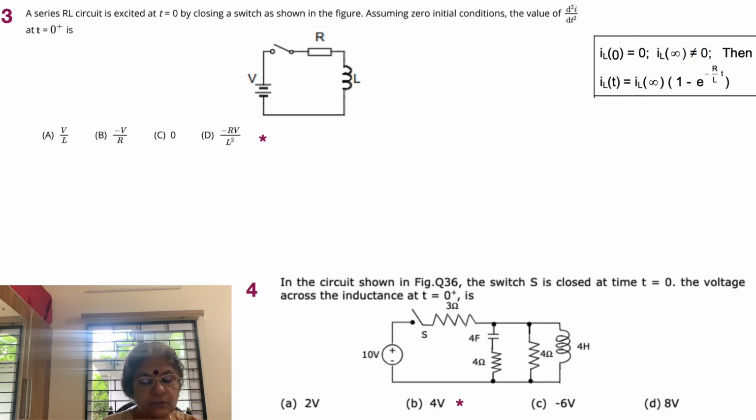Okay, so moving on to a series RL circuit, as is shown in the figure, we have the DC voltage V feeding RL there. Okay, and we have several answers given there. So V by L, minus V by R, equal to 0, and minus R V by L square. Okay, and what is asked is: a series RL circuit is excited at t equal to 0 by closing a switch as shown in the figure. Assuming no initial conditions, the value of d square I by dt square at t equal to 0.